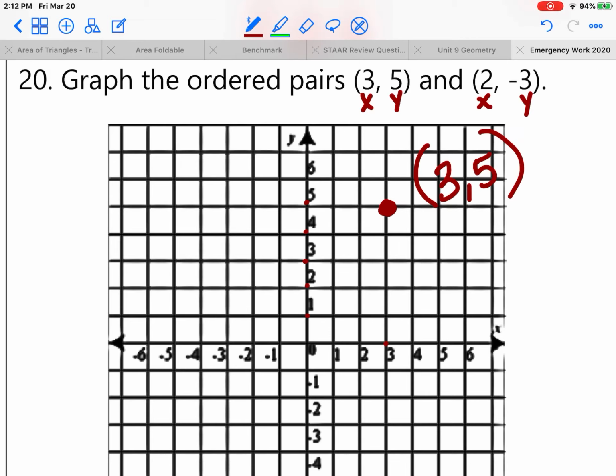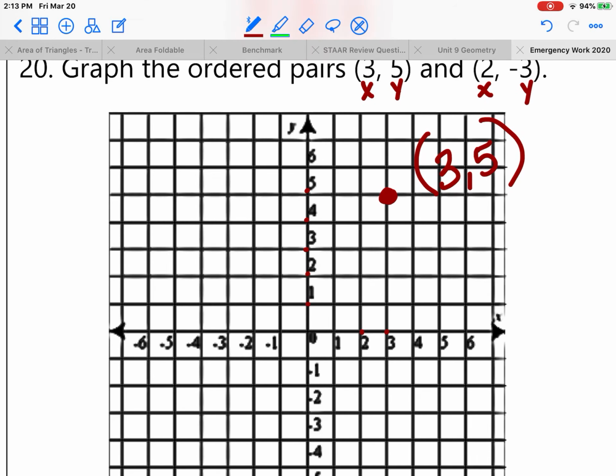Then I'm going to plot 2, negative 3. The first thing I do is find 2 on my x-axis and negative 3 on my y. So this is the point 2, negative 3. Remember, this is your 0, so it's 1, 2, 3. Don't miscount those because the numbers are in between or you wouldn't be able to see them.